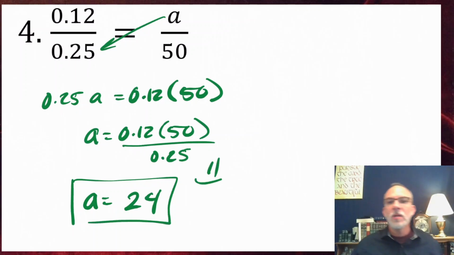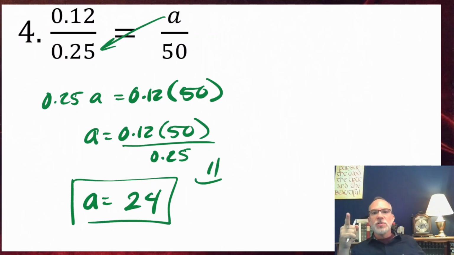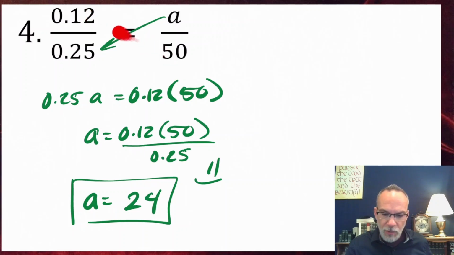There we go. So proportions are two ratios that are equal to each other. The way that you solve proportions is you set the cross products equal to each other, and then you divide by the coefficient that's on the variable term. Or you're going to multiply the two numbers that you know that are diagonal from each other, and then divide by the number that's diagonal from your variable.